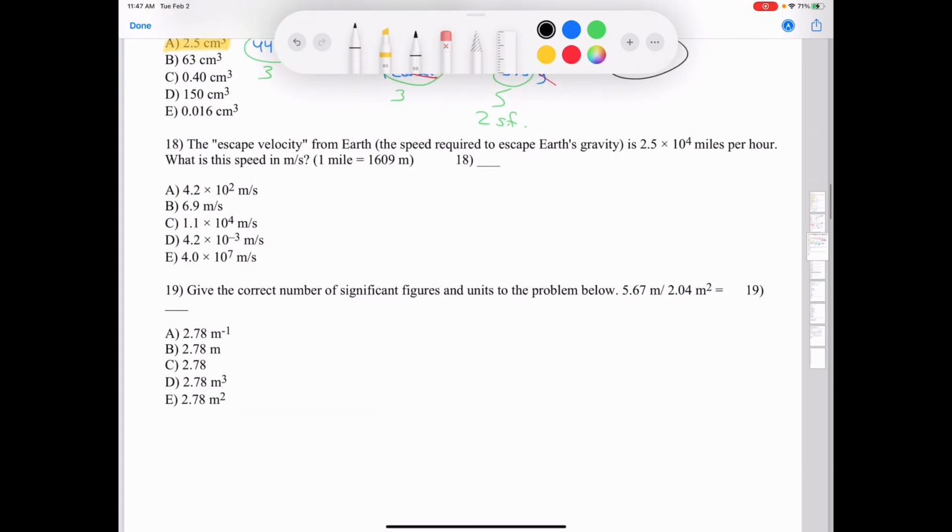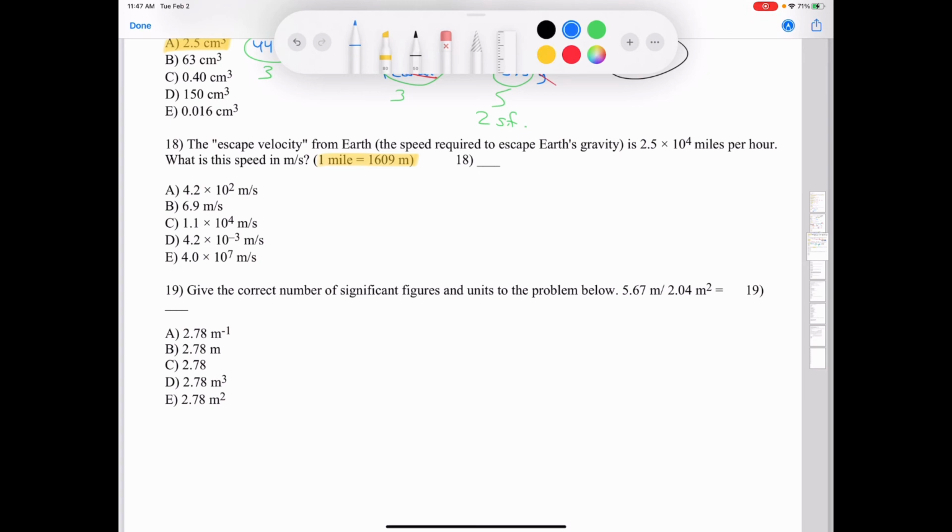Number 18. The escape velocity from Earth, or the speed required to escape the Earth's gravitational pull, is 2.5 times 10 to the 4 miles per hour. What is this speed in meters per second? And we're given the conversion factor for miles into meters. So there's 1,609 meters in a mile. Well, let's see if we can do this.